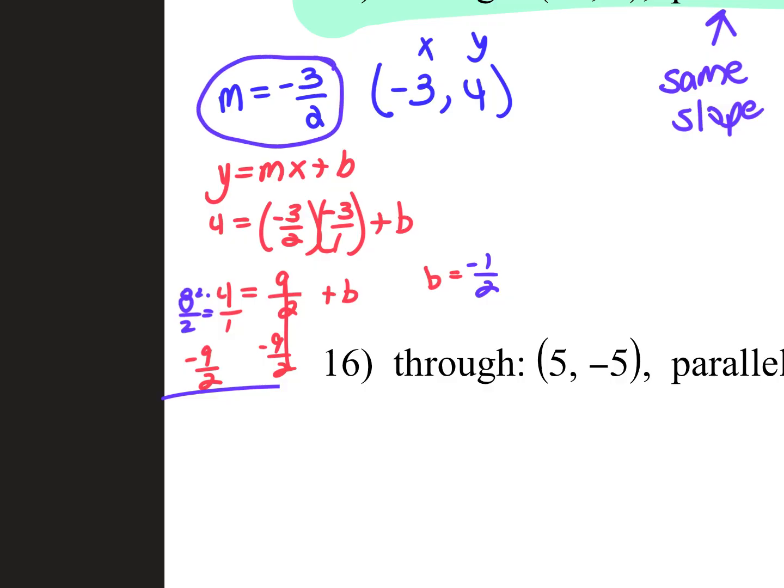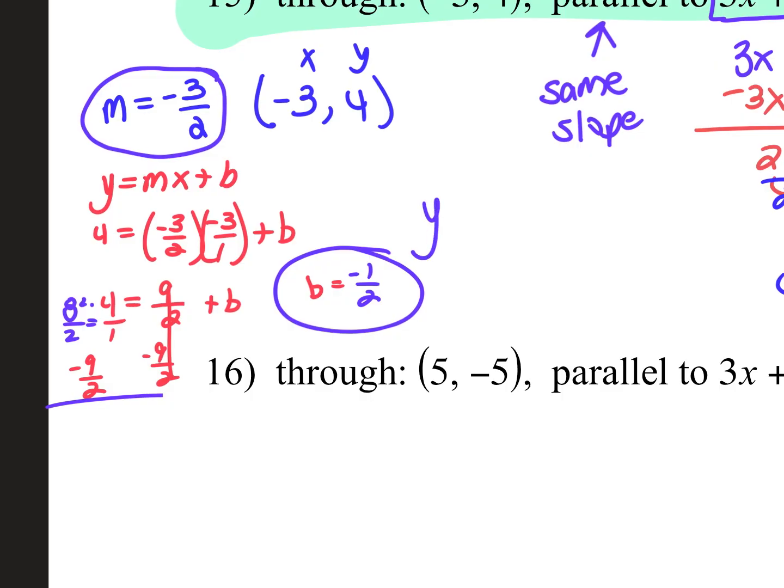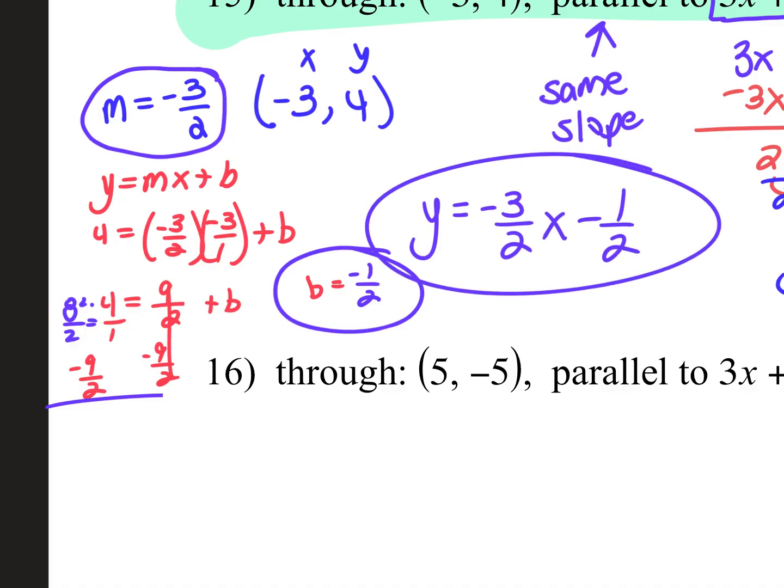So now I have the 2 things I need to write my equation of my line. I have my slope and my y-intercept. So how would I write it? Y equals what? Negative 3 over 2x minus 1/2. Perfect. The hardest part about that, guys, was you had a fraction. We had to add and subtract.